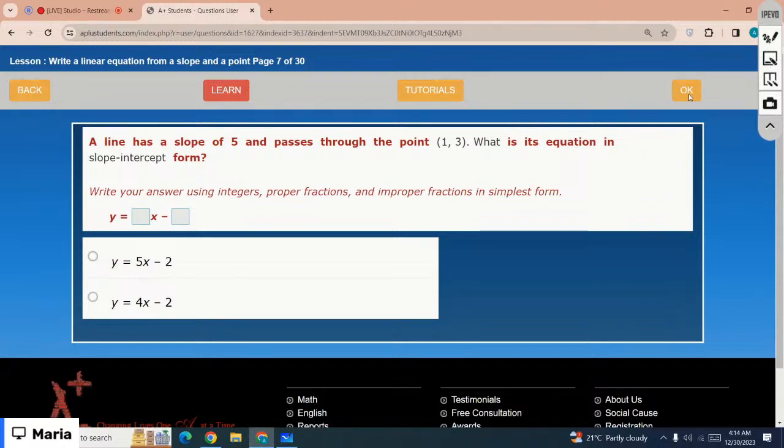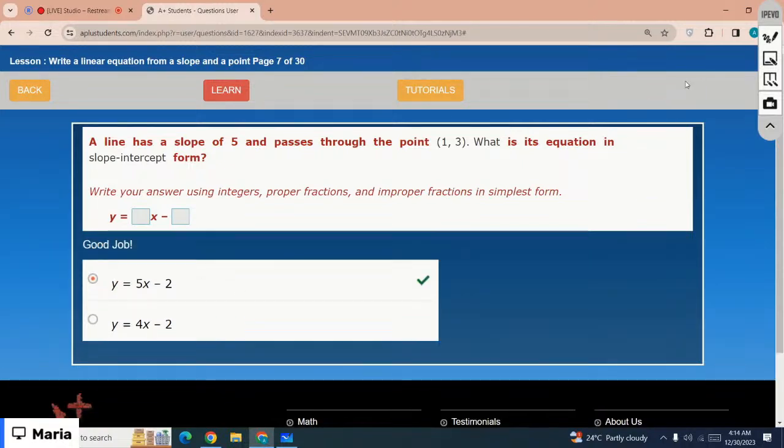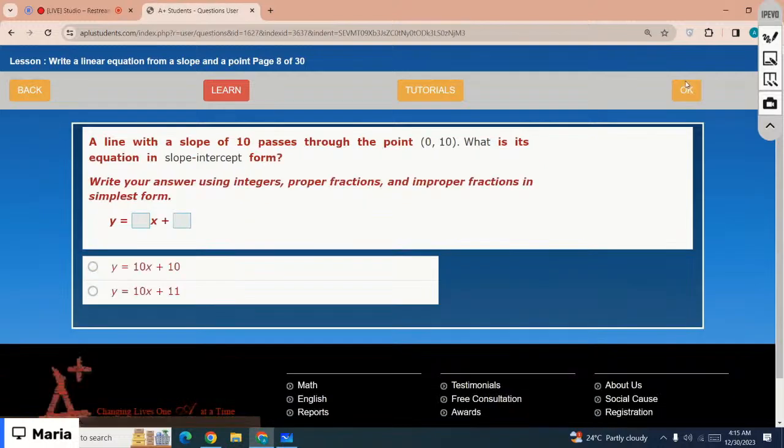The correct option is option number 1. 5x minus 2 is the correct option. Very good. The correct option is option number 1.